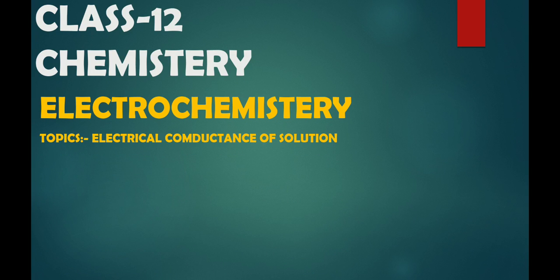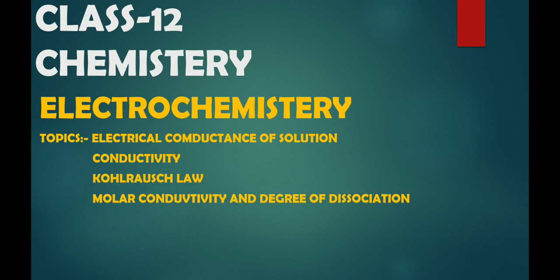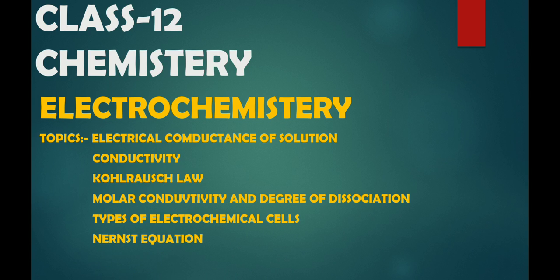In this chapter, I will cover these topics: electrical conductance of solution, conductivity, Kohlrausch's law, molar conductivity and degree of dissociation, types of electrochemical cells, Nernst equation, and now thermodynamics and galvanic cells.